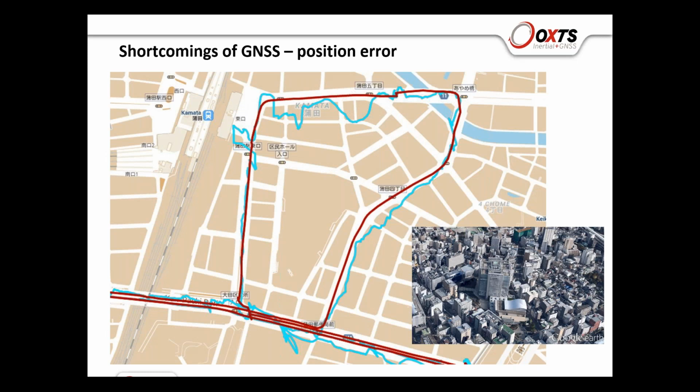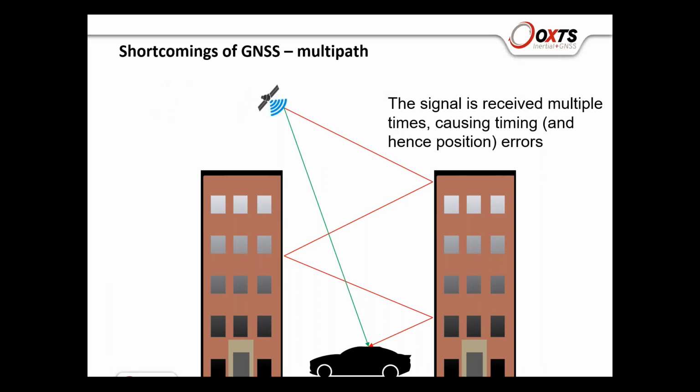This can result in a positional error. So here is an output from the RT in red and the GPS trace in blue. And that was taken in an urban canyon. And you can see there's much more noise on the GPS trace than there is the RT trace. Why is that? And that's due to something called multipath. The signal is received multiple times because it bounces off buildings, and it can cause position and timing and thus positional errors.